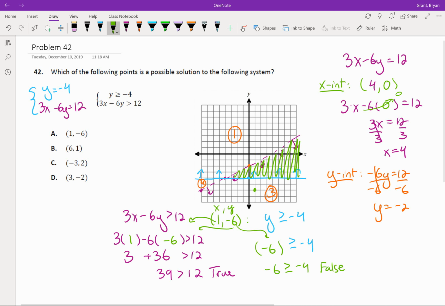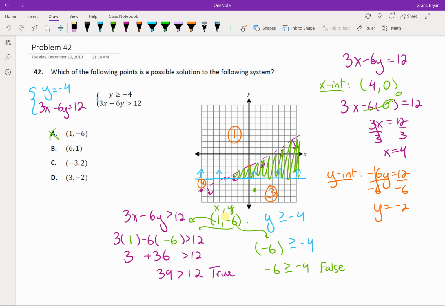Now, that doesn't look like an answer. I don't see any shading over here. So how did that help us? Well, by shading that spot, that's telling us where all the points are that work in both equations. So now we're just going to take a look at our 4 answers and see which one of those points falls within the green shaded region. We know 1, -6 doesn't. That's way down here. That was a no-go.